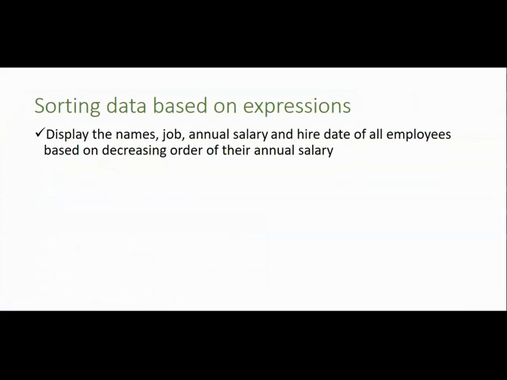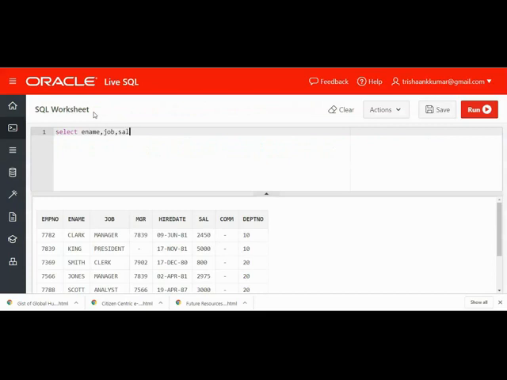The next one is sorting data based on an expression. For example, you might be asked to display the names, jobs, annual salary and hire date of all employees in decreasing order of their annual salary. Generally the annual salary column is not present in the table. Only the salary column is present, but you need to generate annual salary using an expression. Select ename, job, sal, hiredate. Annual salary is nothing but sal multiplied by 12 as annual salary. I can give any name.